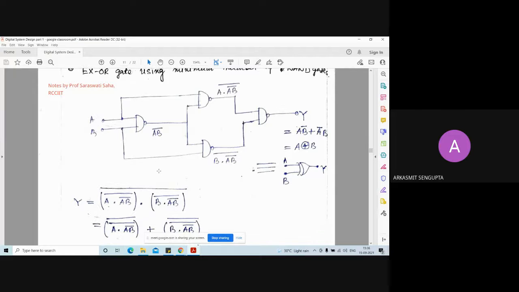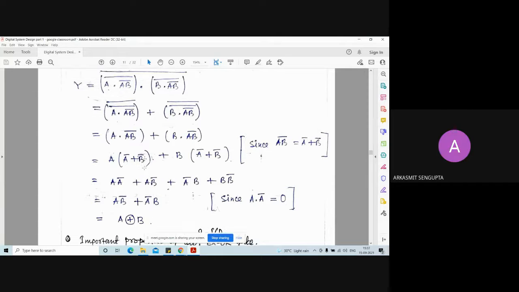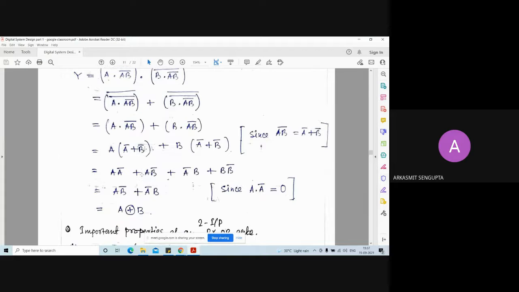Ma'am, this one is a little bit bigger than the previous one with an OR gate. Yes. Then why are we using this one? Okay.